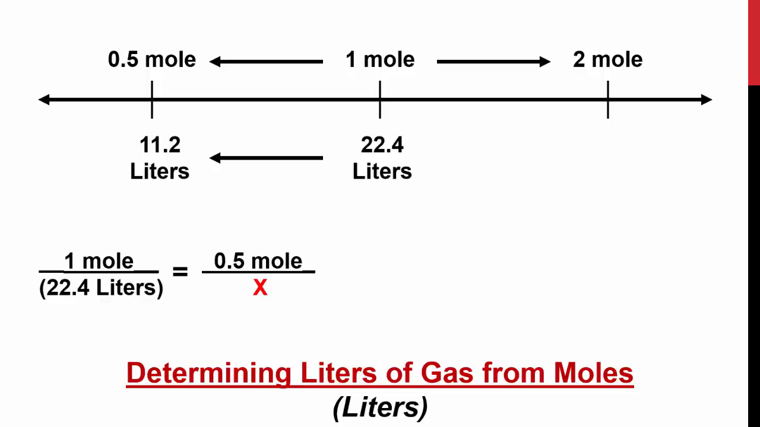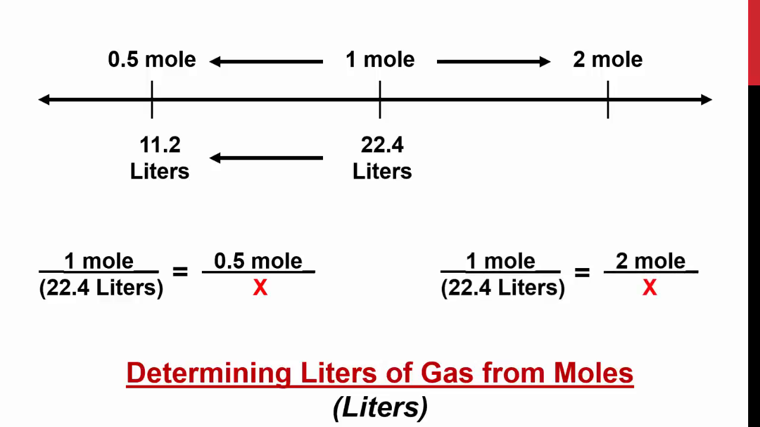In our second example, let's say we want to double the amount. So if we double, going from 1 mole to 2 moles, then we can predict that we will have more liters than what we started with. So 22.4 times 2 tells us that if we double up the moles, we should get double the amount of volume.